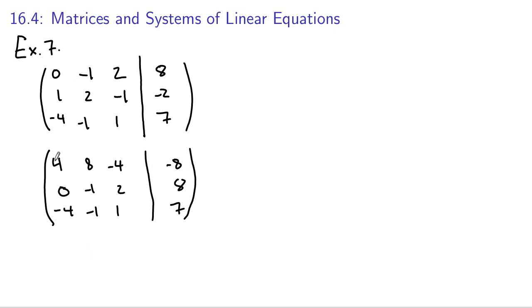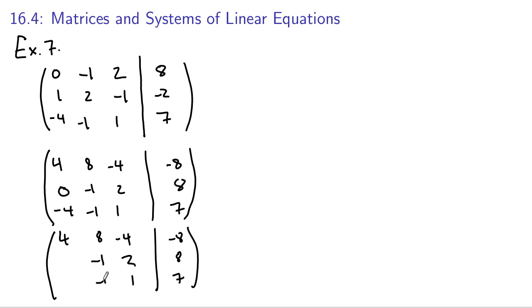Now I'm going to draw a new one so we don't get lost. 4, 8, minus 4, minus 8; 0, minus 1, 2, 8; minus 4, minus 1, 1, 7. Now we're going to take the first row and the last row and add them. So 4 plus minus 4 is 0. 8 plus negative 1 is 7. Minus 4 plus 1 is minus 3. Minus 8 plus 7 is minus 1. Okay, now we've got those two zeros.